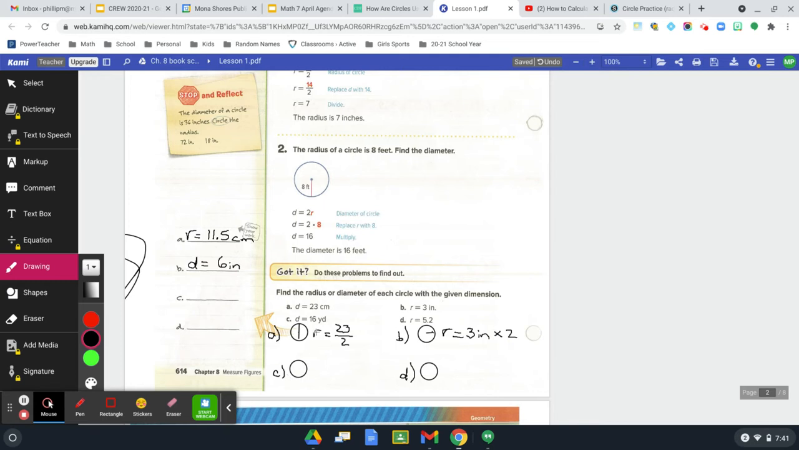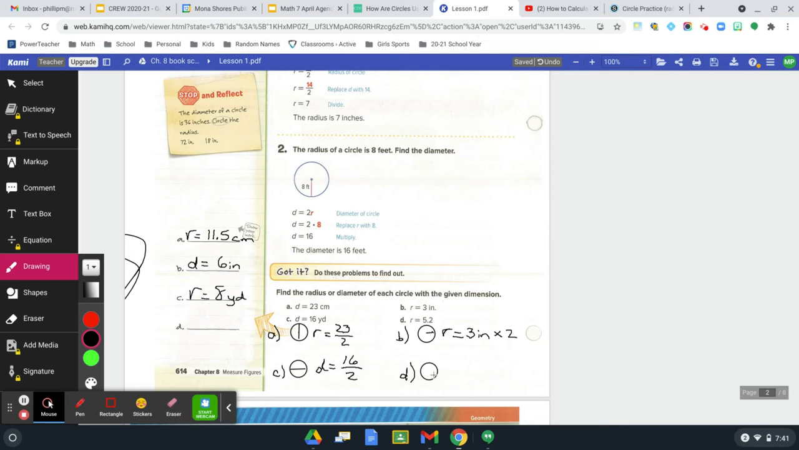Okay, letter C. The diameter is 16 yards. This line, it's not the greatest, but I'm trying to make it straight for you guys. So there's your diameter of 16 yards. If you have that diameter going all the way across and you need the radius, you need the opposite of that: cut it in half, right? Find half of that diameter. Your radius is going to be 8 yards.